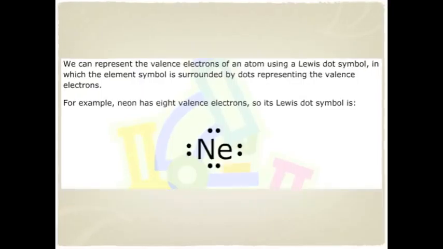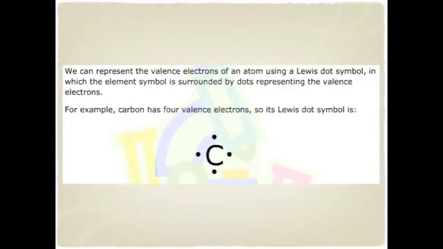We can represent the valence electrons of an atom using a Lewis dot symbol, in which the element symbol is surrounded by dots representing the valence electrons. For example, neon has 8 valence electrons, so its Lewis dot symbol is shown. For example, carbon has 4 valence electrons, so its Lewis dot symbol is shown.